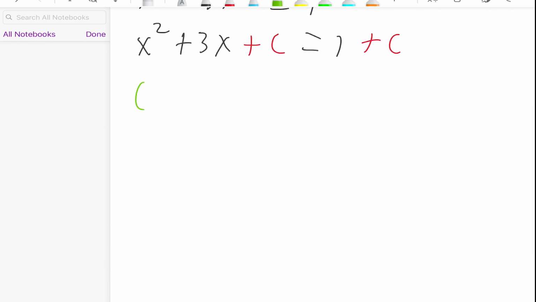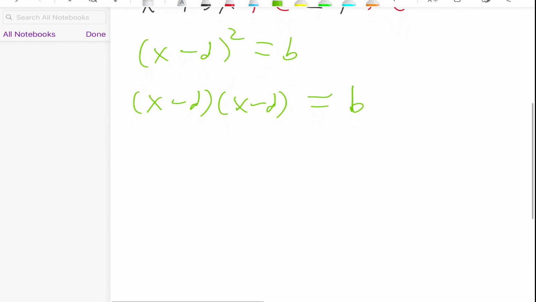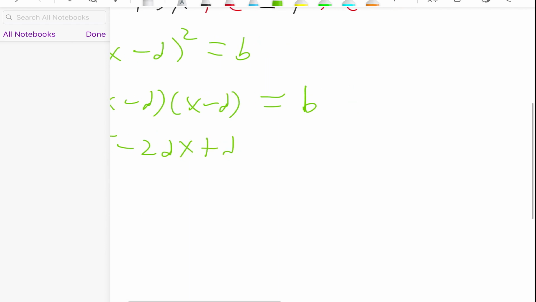So we've got (x take d) squared is equal to b, okay? That was pretty simple. Now we know this can be rewritten like so. And now we just have to cross multiply and expand it. So we go x squared take 2dx plus d squared is equal to b.